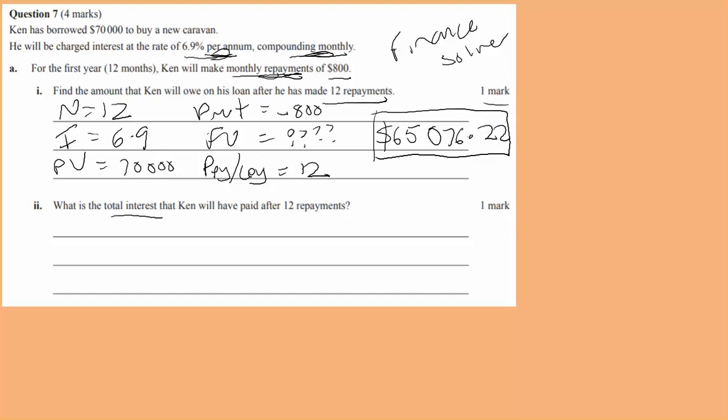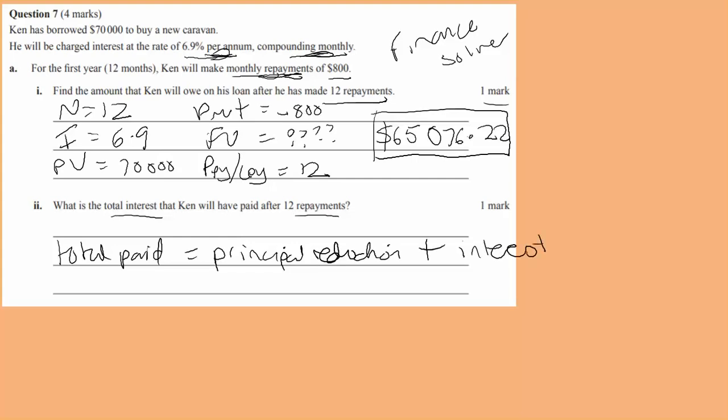What is the total interest he's paid after 12 repayments? So I have to work out how much he has paid in the 12 months, how much went towards principal reduction, and how much was interest. So he's got total paid, and of that, some of it reduced the principal. So this loan will go down, plus some of it paid interest. And I have to work out how much went to interest. So first of all, I'm going to work out total paid.